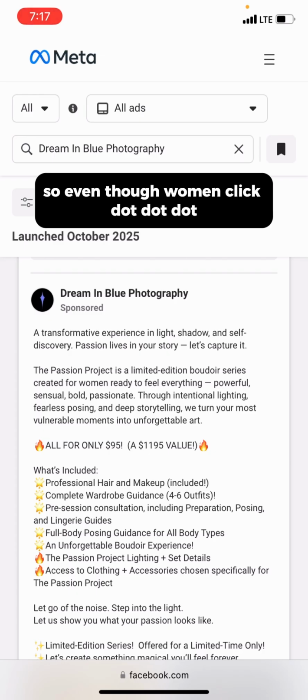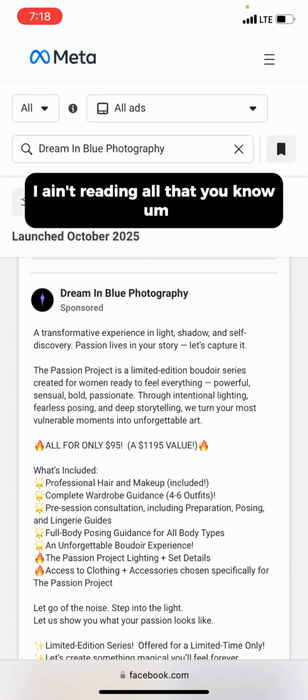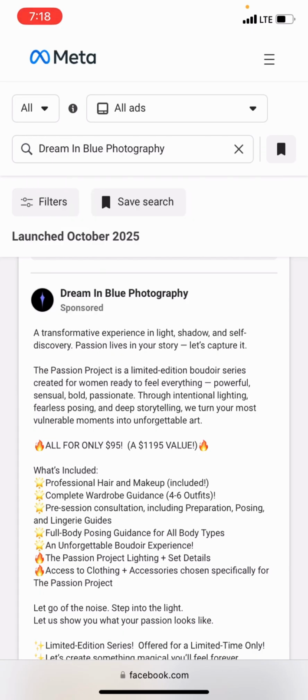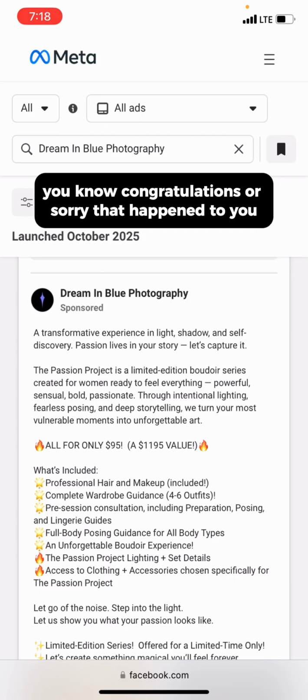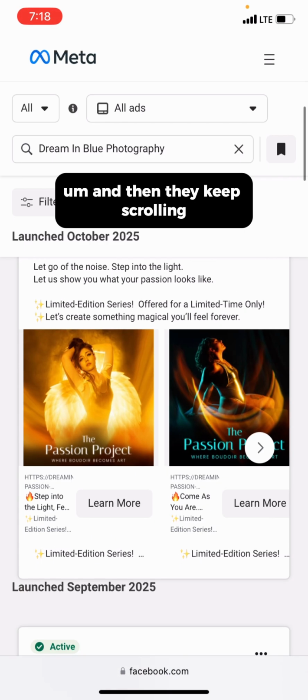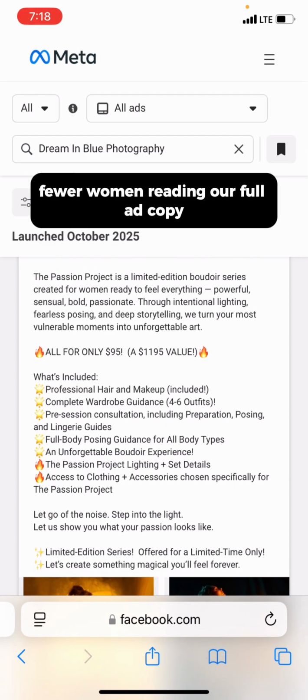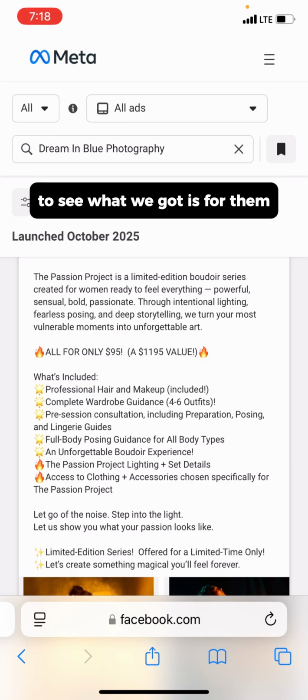So even though women click see more, a lot of women are going to leave. They're going to be like, man, I'm just trying to scroll, man. I'm trying to relax. I ain't reading all that. Congratulations or sorry that happened to you. I ain't reading all that. And then they keep scrolling. So yeah, we're gonna have more women scrolling on by, fewer women reading our full ad copy. And ad copy is where women get pre-qualified to see what we got is for them.